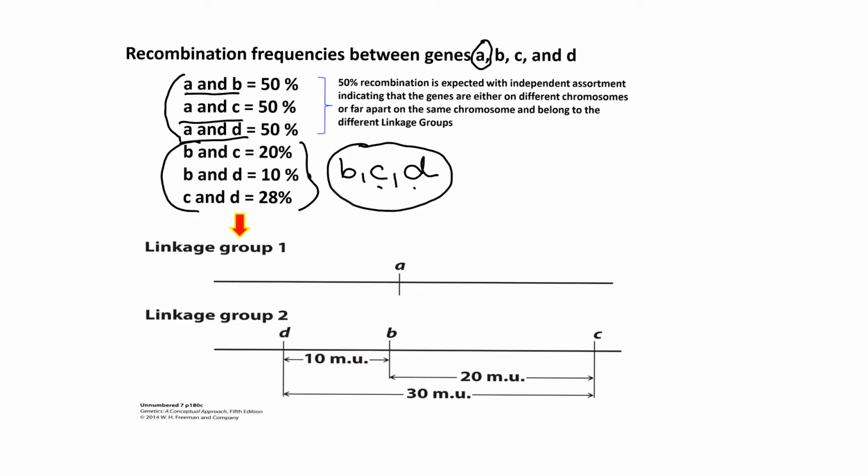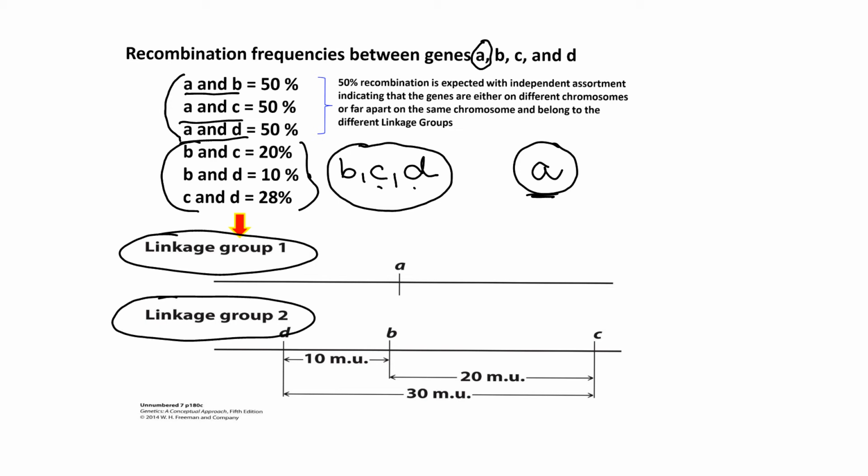Okay, so you can only construct genetic maps for B, C, and D. So to underline it, gene A forms one linkage group, and genes B, C, and D form the second linkage group. Now, how do you construct a genetic map for linkage group 2? You proceed the same way as previously.